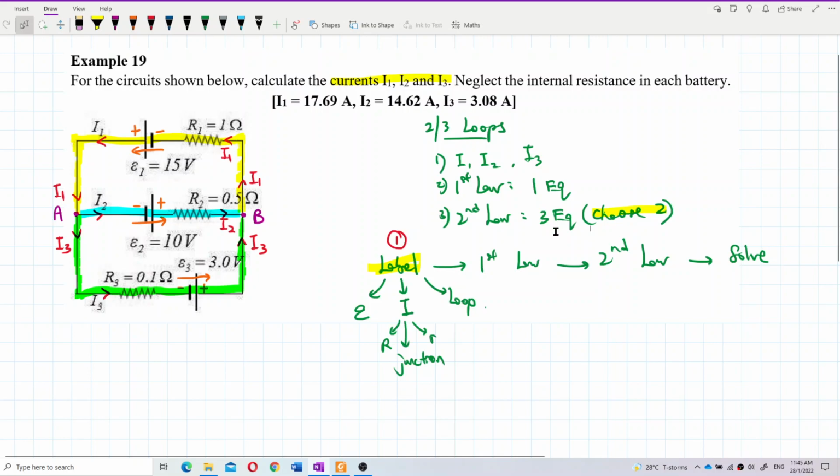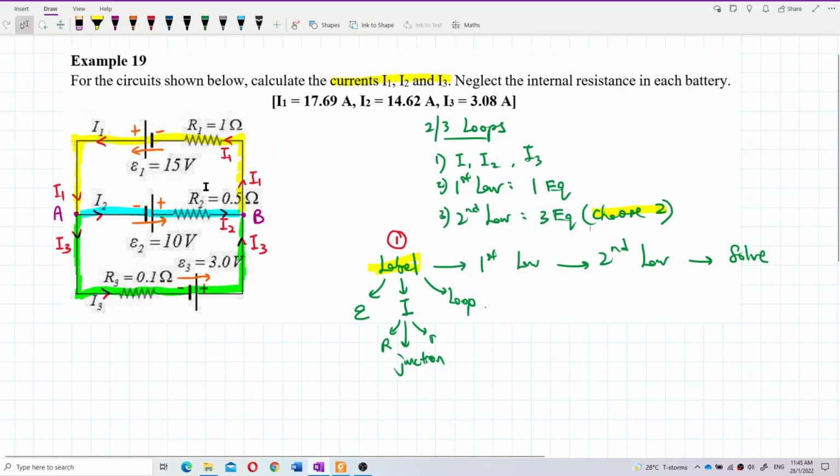Don't do three equations. No need to build three equations. Out of three, only choose two loops to do. Understand? So no need to make trouble for yourself. Okay, so right now, maybe I want to choose.